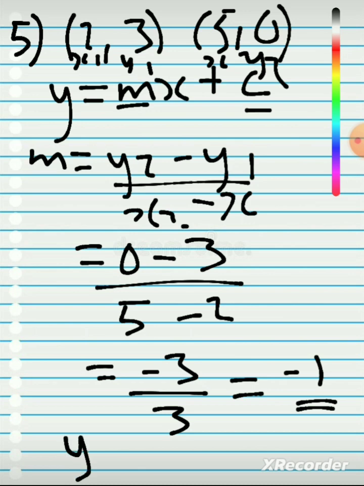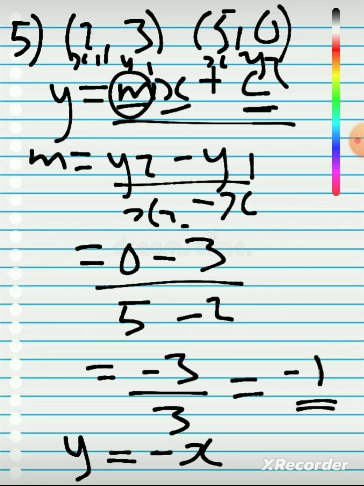So the equation of the line is going to have m as negative 1. So we just write negative x, not negative 1x, because the 1 is invisible here. So what we have done is, where there's m, we have put negative 1. Then we have x, then we have c. The next job is to solve for c. We have to find the value of c.